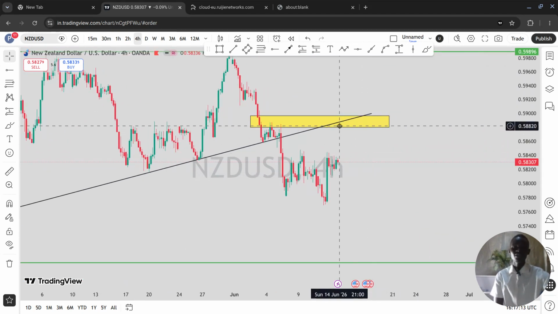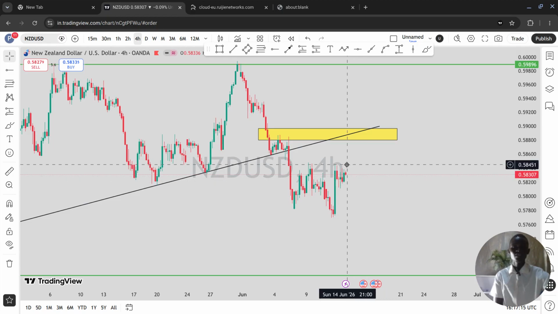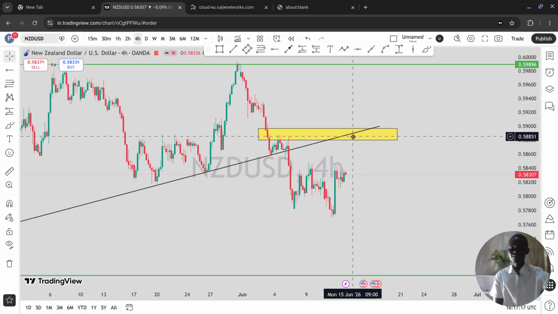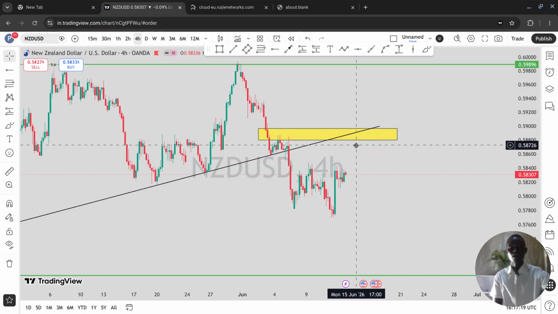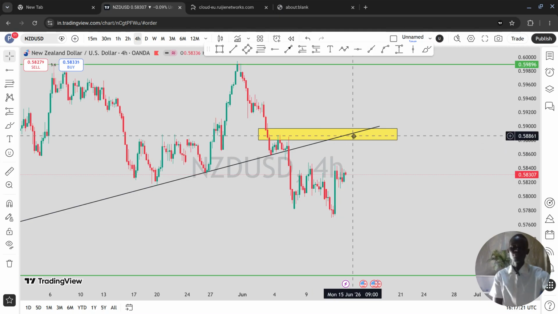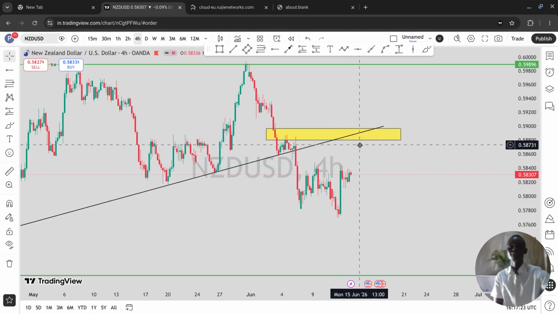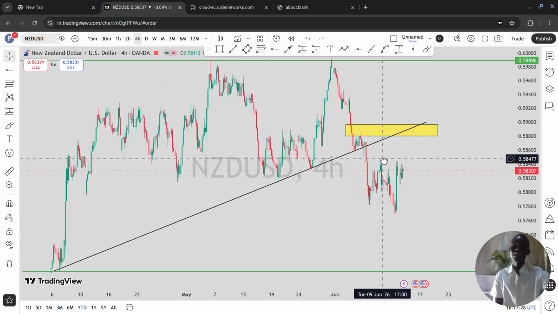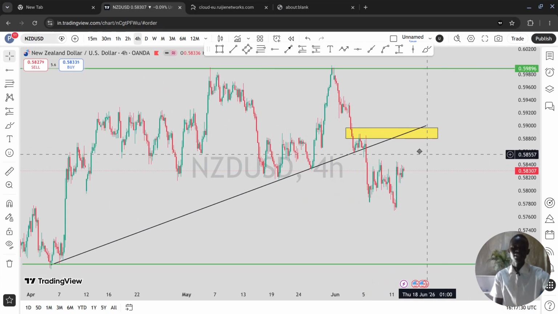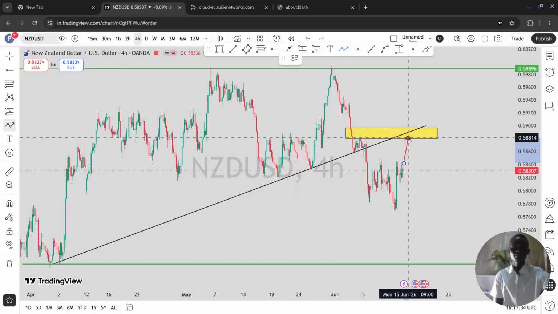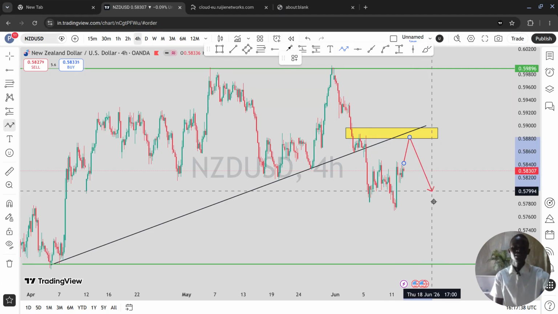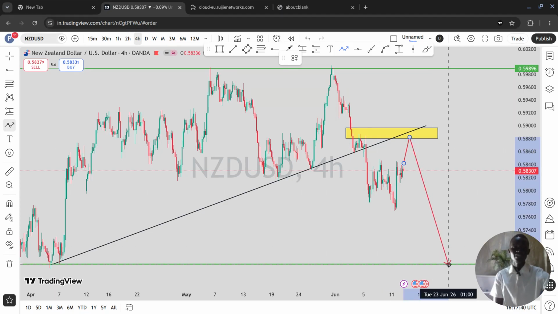It's now pretty simple. I've drawn my zone here. All I'm waiting for is for the market to come and tap here, and then pull out of this yellow zone with a bearish engulfing 4 hour candlestick. That's when I will get into this trade. So all I want is for the market to come here and give us a bearish engulfing in the 4 hour. That's when I will enter this trade.